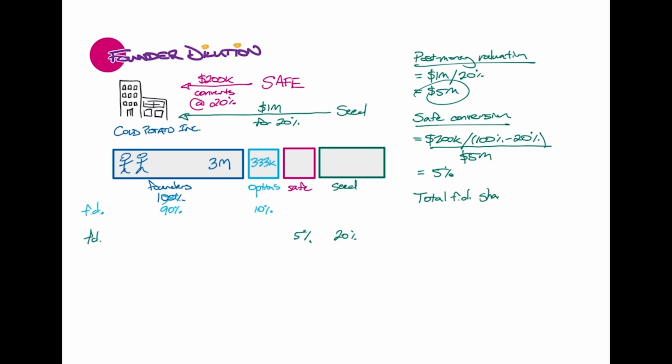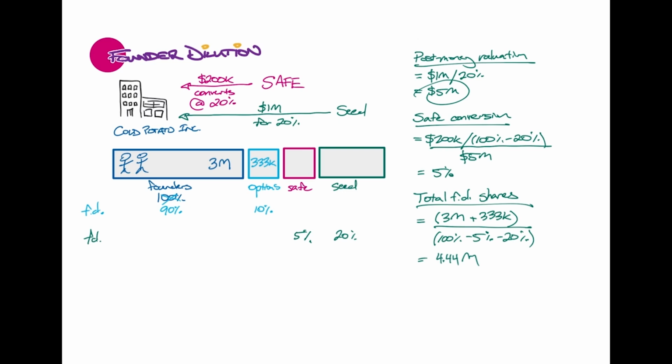To do this, we just take the 3 million shares that the founders own, and we add the 333,000 shares reserved for the option pool. Then we divide that by 100% minus the 5% that the SAFE holders will own minus the 20% that the investors will own. And we end up with 4.44 million shares. So that's how many shares will be issued and outstanding after this seed financing.